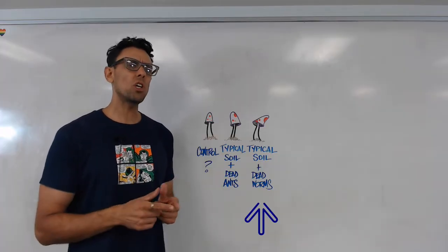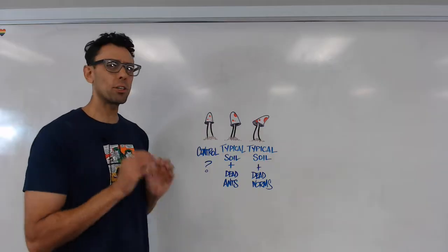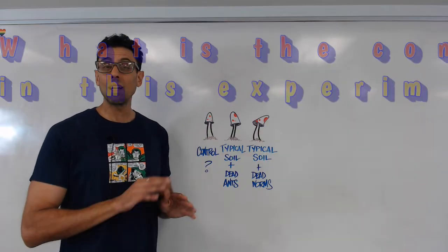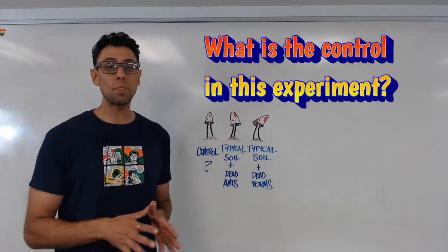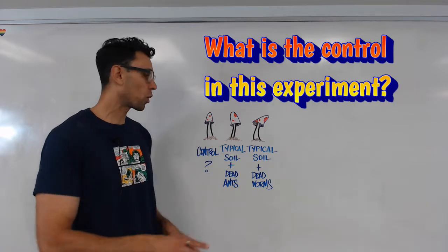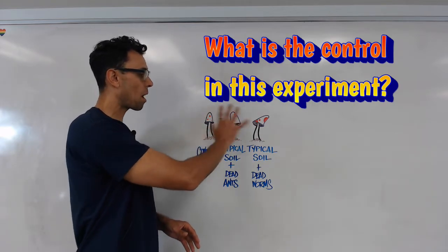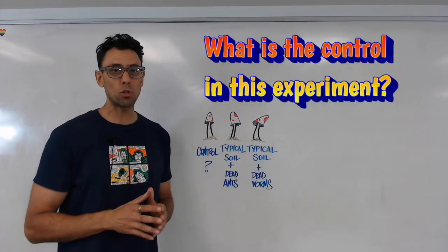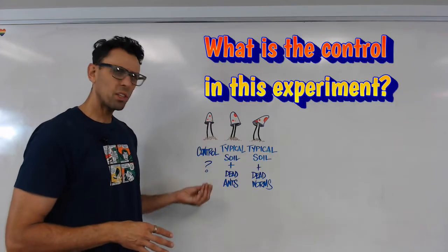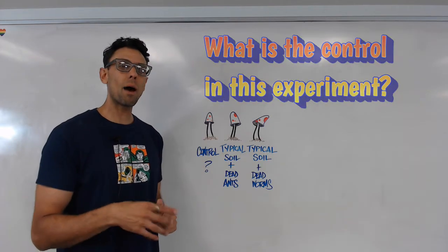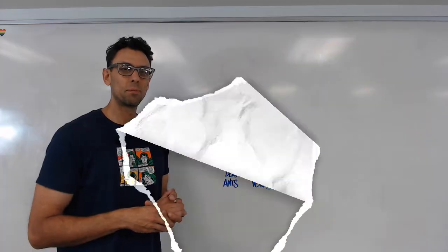So my question to you is, what's my control going to be? Now we know the control is not the same thing as the constants, right? We've already gone over what we would keep the same amongst the three groups of mushrooms. But what would the control be? Think about it and come back for an answer.